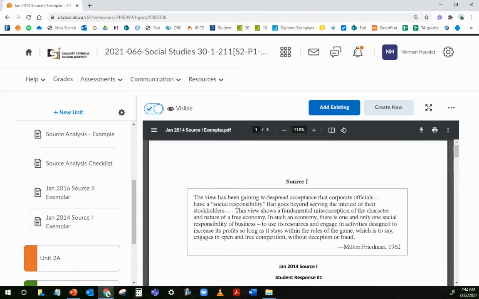If you do those things, I hope that you will feel like you know what you're going to do for the source analysis, which you are doing this week. If you are at home, I'm going to be sending you a Google form, and you can type your source analysis into that Google form. That's going to come out this week.